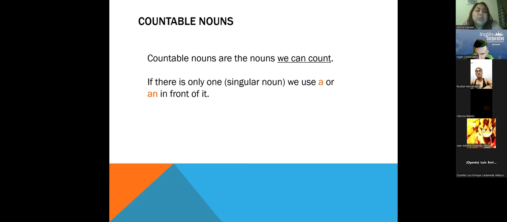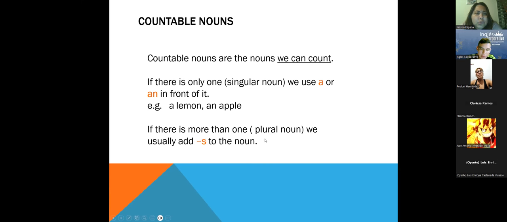Car, a car. House, a house. Okay, very good. Estamos claros en eso. We are clear. If there is more than one, a plural noun, we usually add S. Si tenemos más de una casa, más de algún animal, más de una persona, entonces vamos a agregar S al final. O ES en ciertos casos.